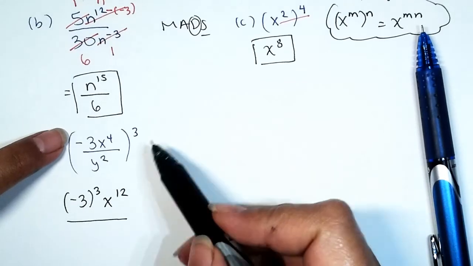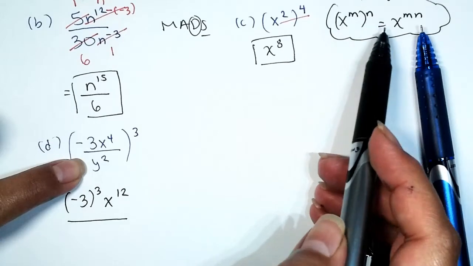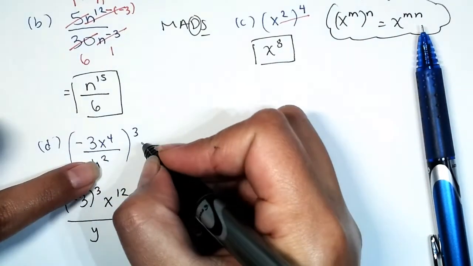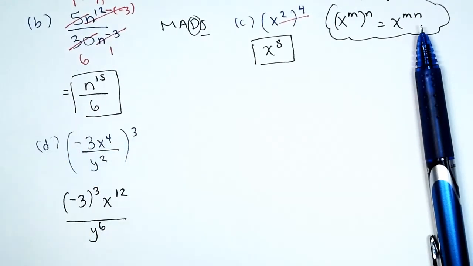Let's apply the power rule to the bottom. Denominator, raised to the third power. Power rule, keep the base and multiply the exponents. The base is y, and the product of the exponents, namely 2 and 3, is 6. Fantastic. So what do we have left?